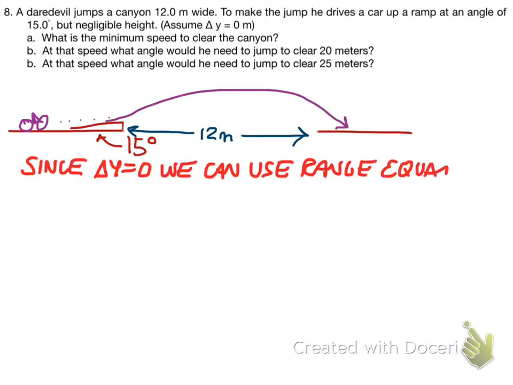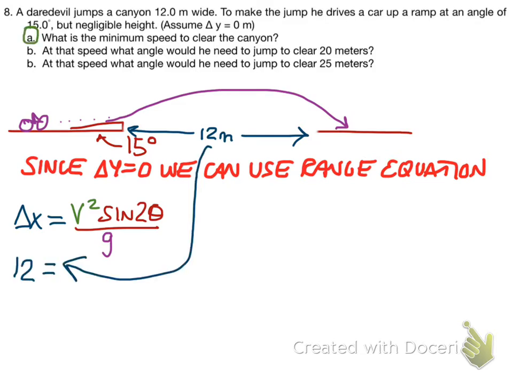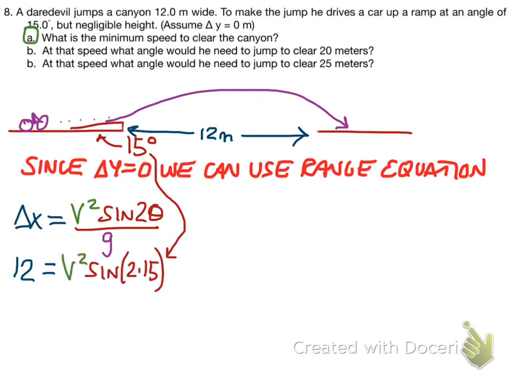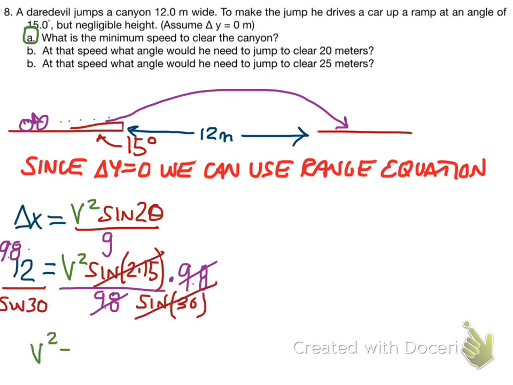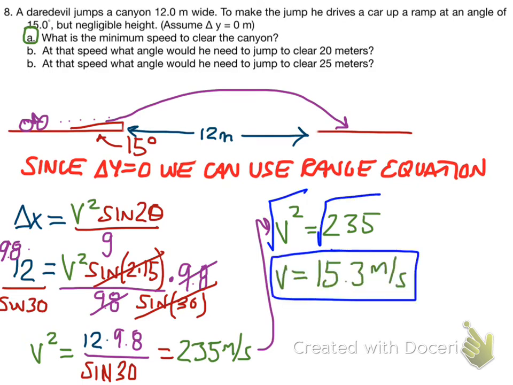And since delta y is going to be 0, we can use the range equation for this problem. The range equation states that the displacement delta x equals v squared sine 2 theta over g. And we can put our x displacement delta x is 12. We don't know what v is, and we do know that the angle is 15, so we have sine of 2 times 15 divided by 9.8 for gravity. Well, we can cancel things out, multiply by 9.8, divide by sine 30, and our algebra gets us that the velocity is going to be 15.3 meters per second. So that's how fast this guy needs to go to get up over and land on the other side of the canyon.